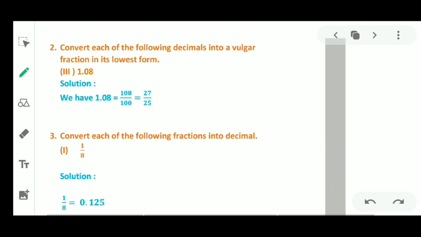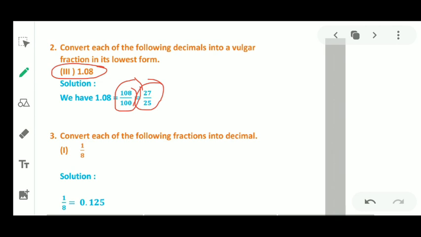Now question number 2. Convert each of the following decimals into a vulgar fraction in its lowest form. Here I have taken part 3, which is 1.08. First you have to convert the decimal into a fraction. So 1.08 becomes 108 by 100. Then you have to reduce the fraction by dividing by the HCF of these two numbers. Then you will get 27 by 25.